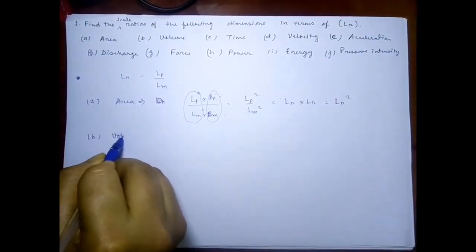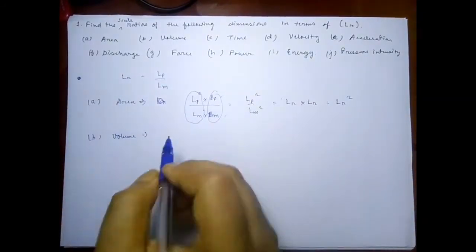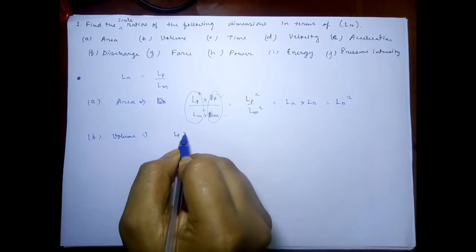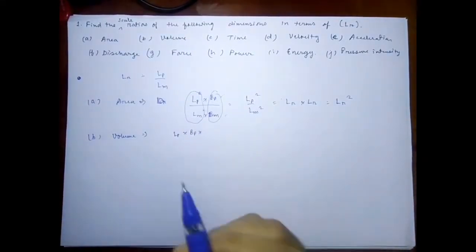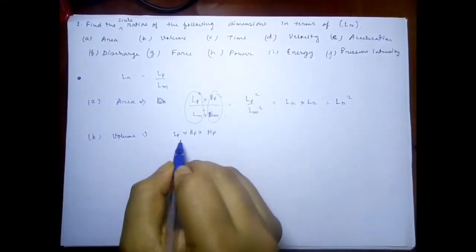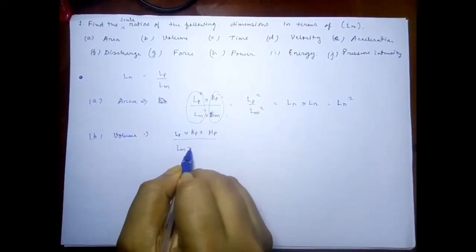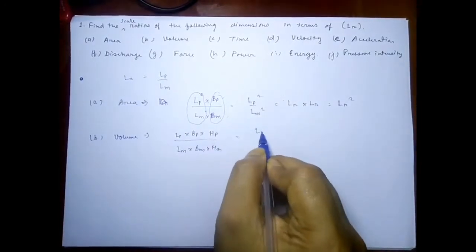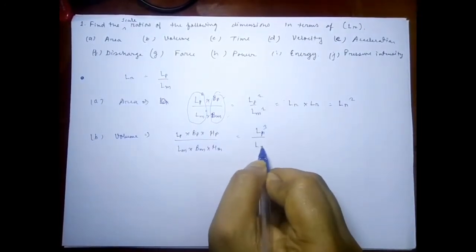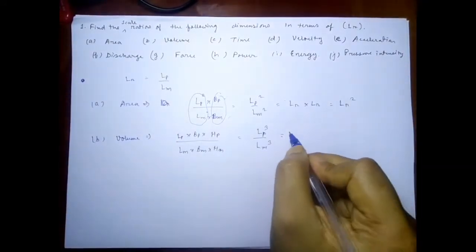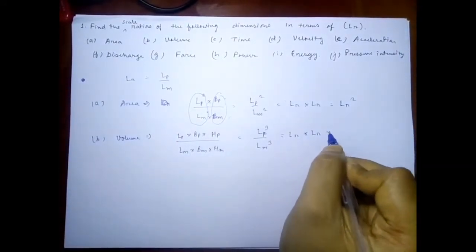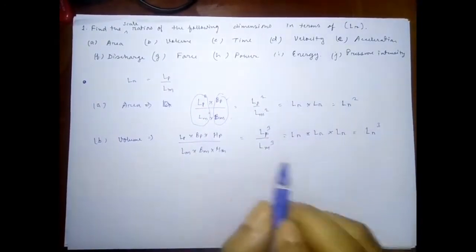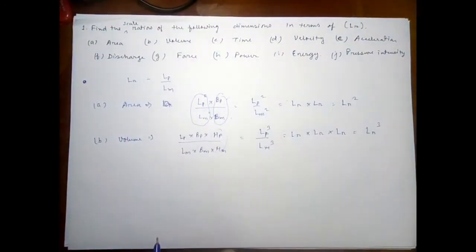Similarly, volume is LP times BP times HP, suppose I am taking H, upon LM times BM times HM. You can also write LP cube upon LM cube. So it is similarly LR times LR times LR, and it will be LR cube, considering H as the third dimension.